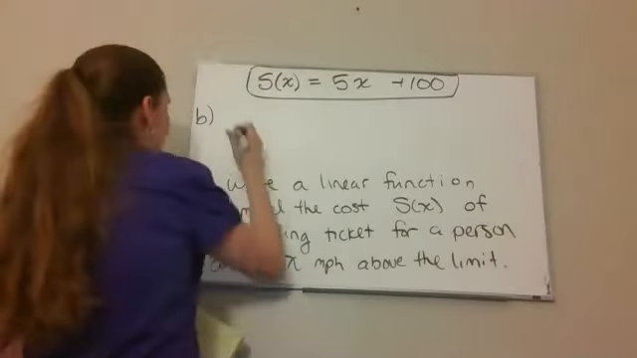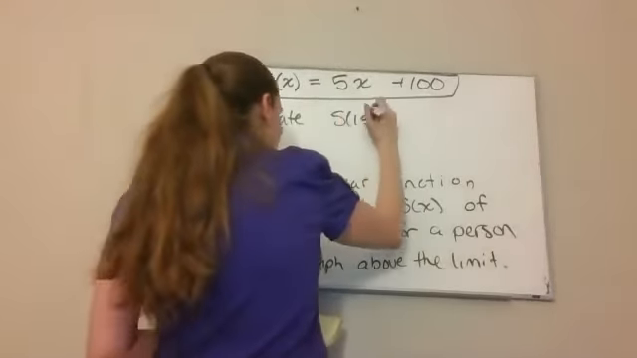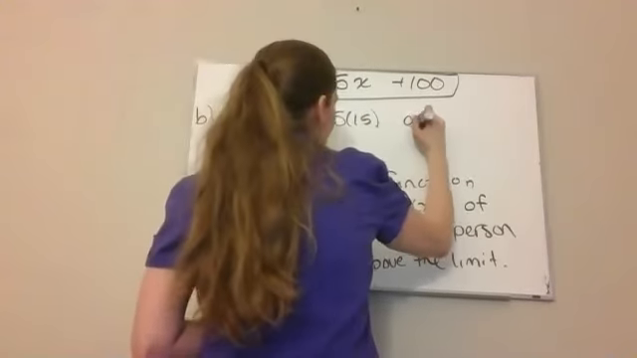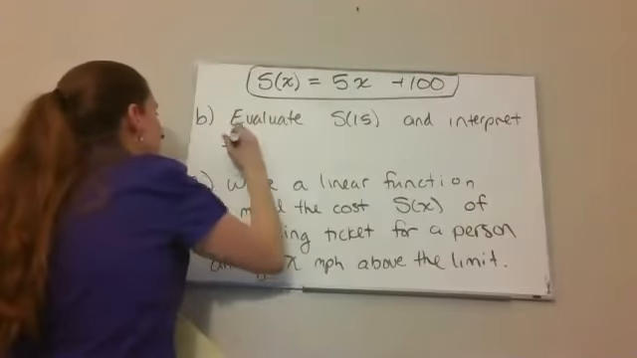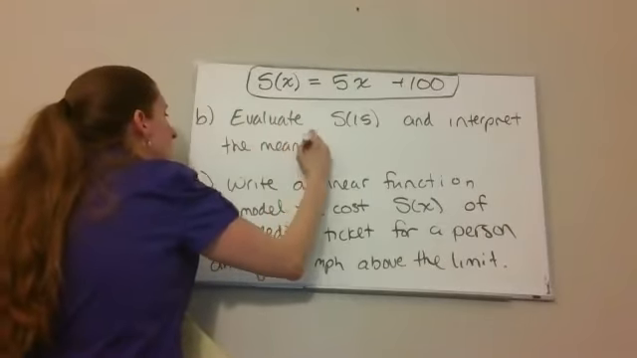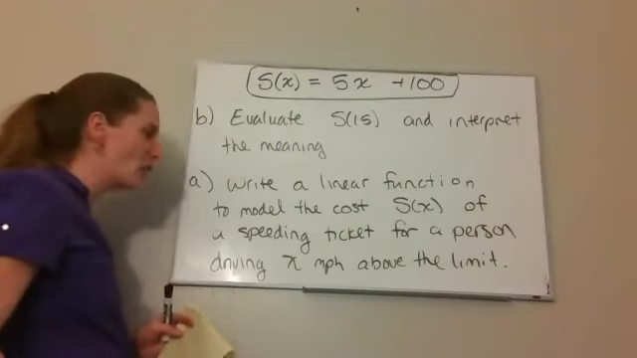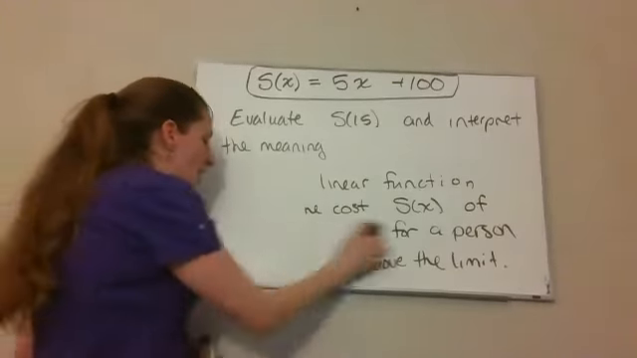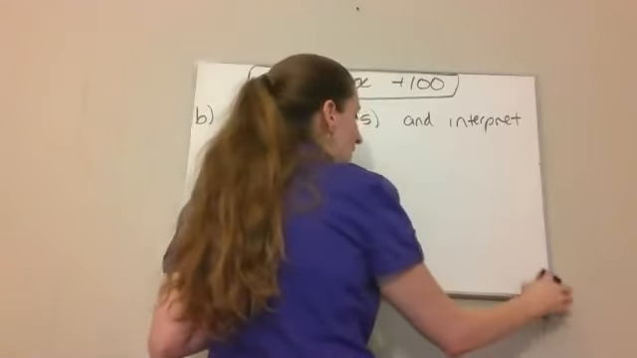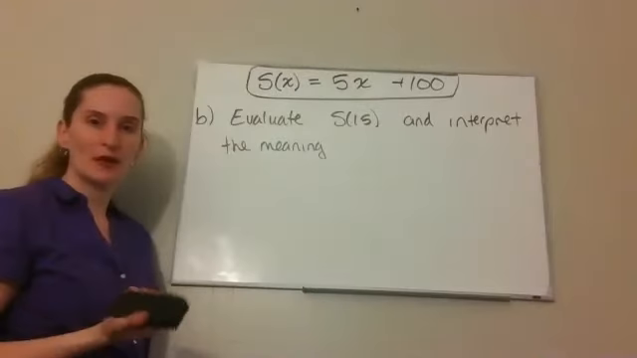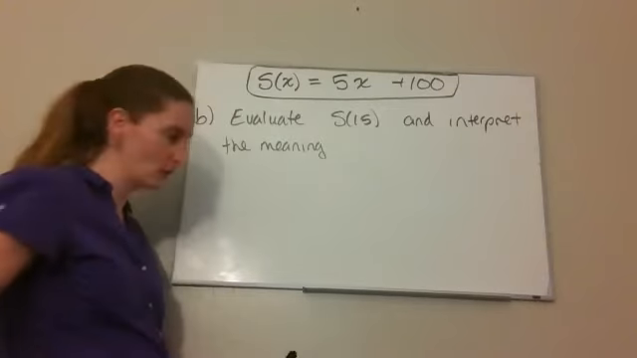And then for part B, let's evaluate S of 15 and interpret the meaning. So they want us to figure out what S of 15 is and also say what that means. That's very common in word problems to have to include an explanation of the meaning because this is representing a real world situation, so there is a deeper meaning rather than just a number for an answer.